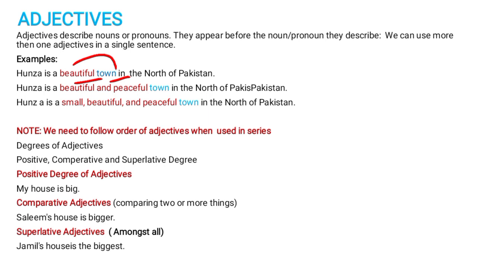Second example, Hunza is a beautiful and peaceful town in the north of Pakistan. Again, in this sentence, we see that there are two adjectives used for the noun, beautiful and peaceful. So this means that we can use more and more adjectives for the same noun. Hunza is a small, beautiful, and peaceful town in the north of Pakistan. So, in the last example, we see that we've used three adjectives for the same noun.